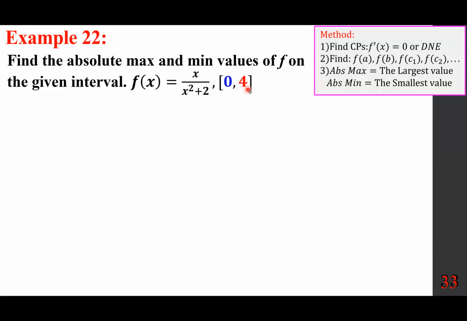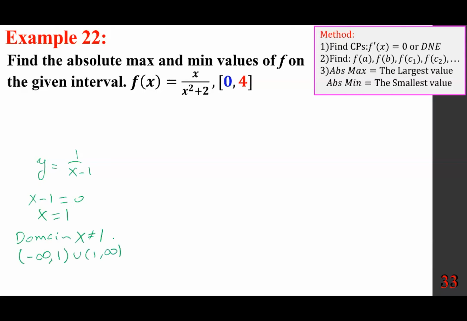First, what type of function? Anybody know the name of this function? This is a rational function. Rational functions, generally speaking, let me just give you an example, such as 1 over x minus 1. You set the denominator equal to 0, x equals 1, and you say the domain is everything except 1. And the way you write it is minus infinity to 1, union 1 to infinity, right? That's rational functions.